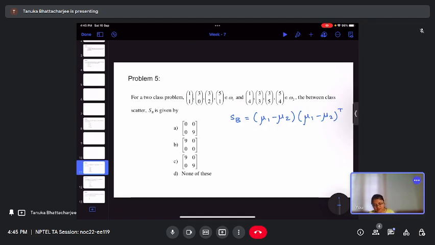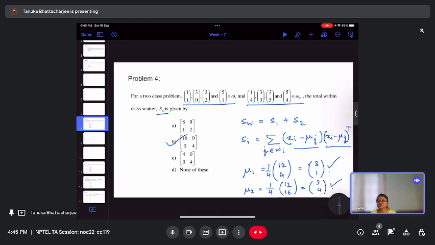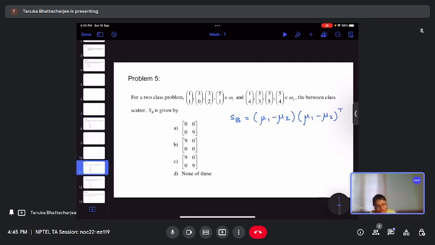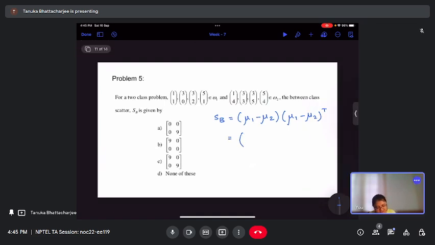So the difference between the two means will be (0, -3). You are subtracting (3, 4) from (3, 1), so you will get (0, -3). And you have the transpose of that, (0, -3). If you complete the outer product, you get [[0, 0], [0, 9]]. This is your final between class scatter matrix, [[0, 0], [0, 9]]. So option A is the correct option for this.